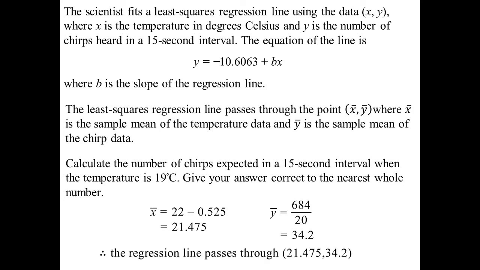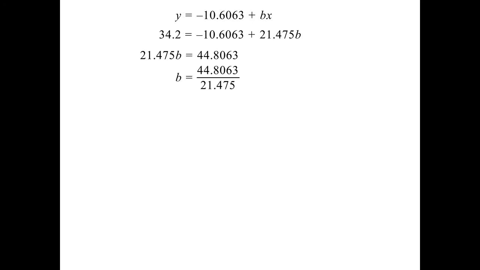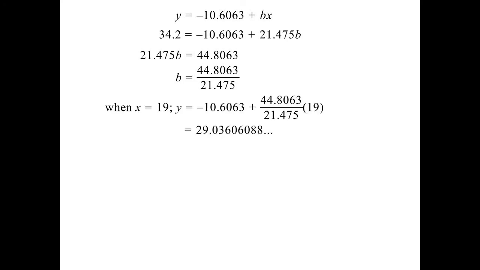Now, we know the regression line passes through that point. If we sub it in, we can work out B. So B is this lovely expression. Did I actually bother working it out? I just left it as the exact value there. Well, it's not even the exact value really, because I suppose the other ones are rounded off as well. Anyway, so much rounding off happening in there. But I want to know when x equals 19, so now I sub it into our regression line and I get 29.03, etc., etc. So I'm expecting 29 chirps.